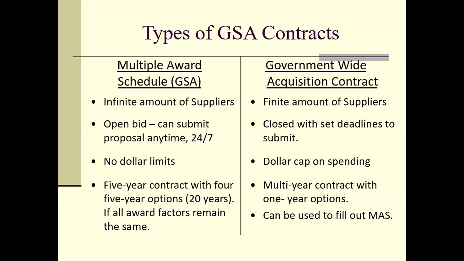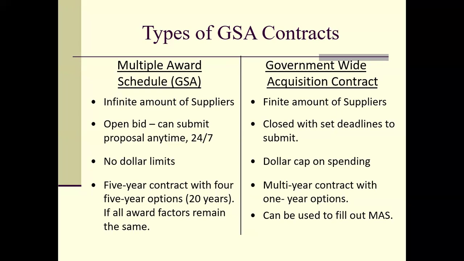So now let's talk a little bit about GSA types of contracts. The multiple award schedule, or MAS, can have an unlimited number of vendors. Currently, there's about 3,500 vendors that do information technology. So you can see that there's a competitive base out there. You can also say that the opportunity to open this is 24/7. So you can basically do this at any time.